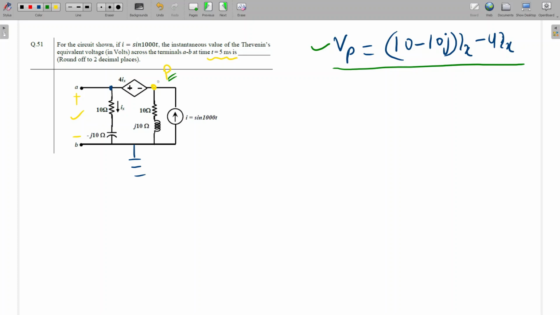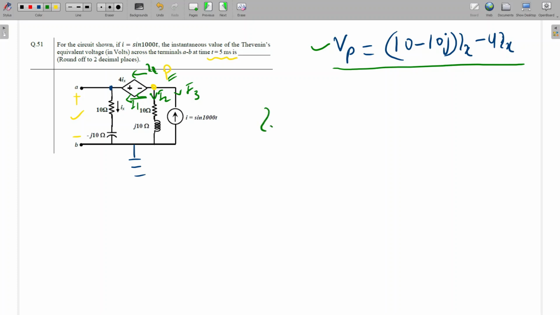Okay, so now one step, I am going to write the KCL. How much current is going? Ix is flowing here. So KCL will be the summation of all outgoing current should be 0. Let's say this is I1, this is I2, and this is I3. So I1 plus I2 plus I3 should be equal to 0.